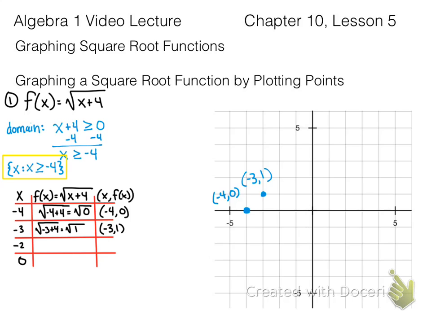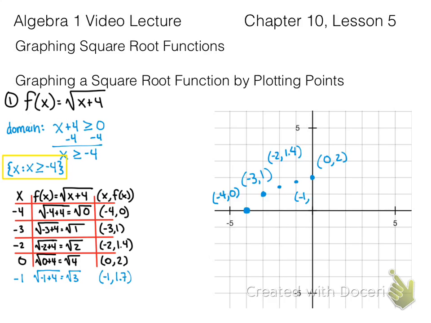And then I'm going to plug in -2 into my square root and get the square root of 2, which is 1.4. So that would be -2, 1.4, which is right there. Then I plug in 0 and I get the square root of 4, which is 2, right there. And just for keepsakes, -1 gives me -1 and 1/7. Then connect the dots.